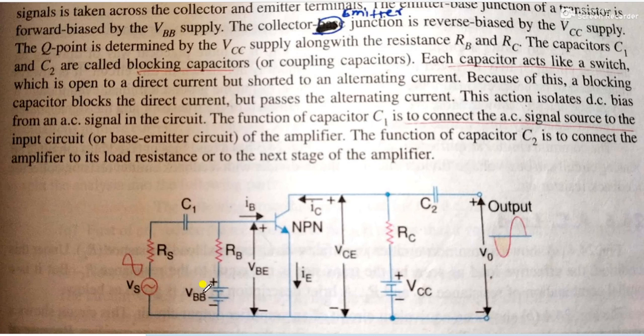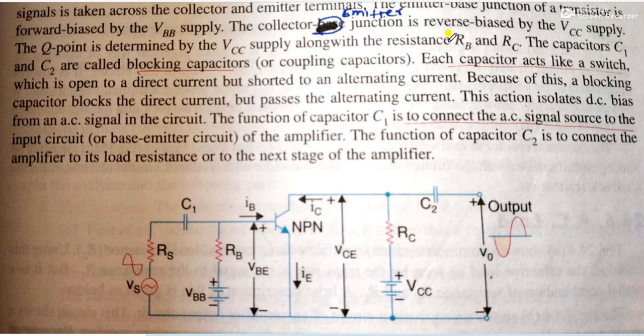Here we are applying both. This is a fixed bias DC source, and here Vs, the source voltage, is an AC sinusoidal input. We are giving both inputs to the transistor, so it is necessary to isolate the AC from the DC source. That's why we connect the capacitor here, which is called a blocking capacitor, also a coupling capacitor. Why do we call this coupling? Because this is the way to connect between the AC and DC sources.